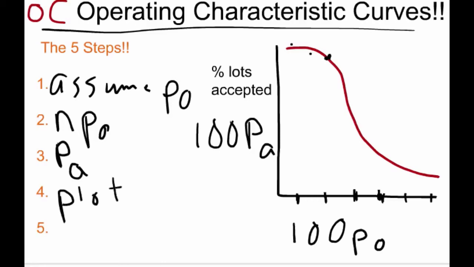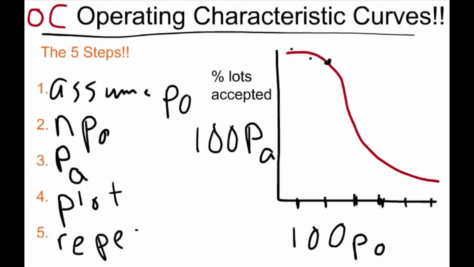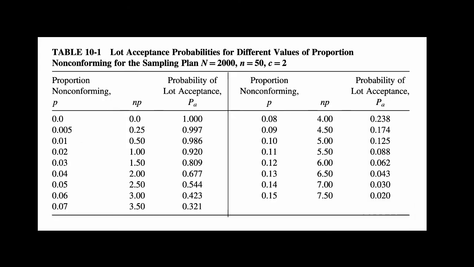And then step 5 is we're going to repeat steps 1 through 3 until we get the rest of these values. So we're going to assume this one, multiply it times n, then get each of the values for the y-axis, then plot those as we do it, so we'll plot them one by one, and then we'll repeat them all together. Okay, so let's go with an example here.